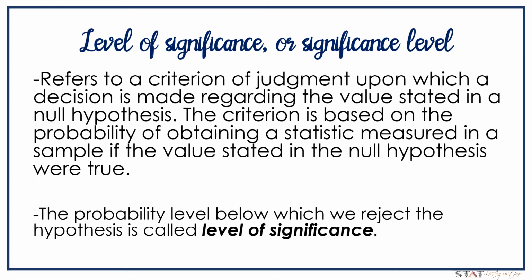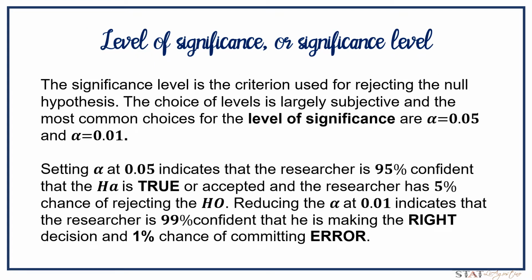Unless stated otherwise, you will always use the default level of significance throughout this course, which is 5%. Again, by default, if not stated as 1%, then you will use 5% level of significance throughout our class. So that is the level of significance or significance level. The significance level is the criterion used for rejecting the null hypothesis.